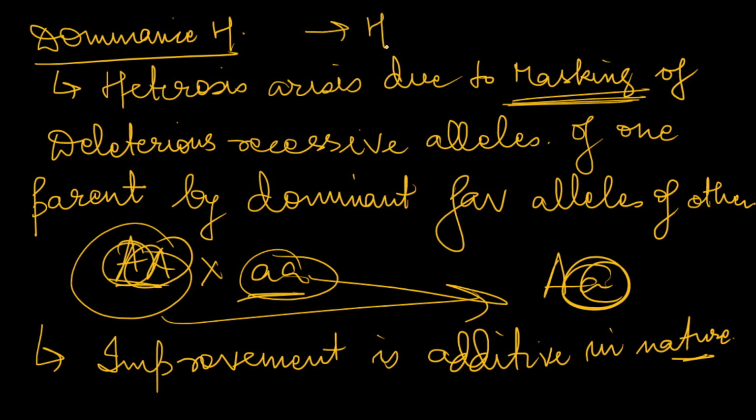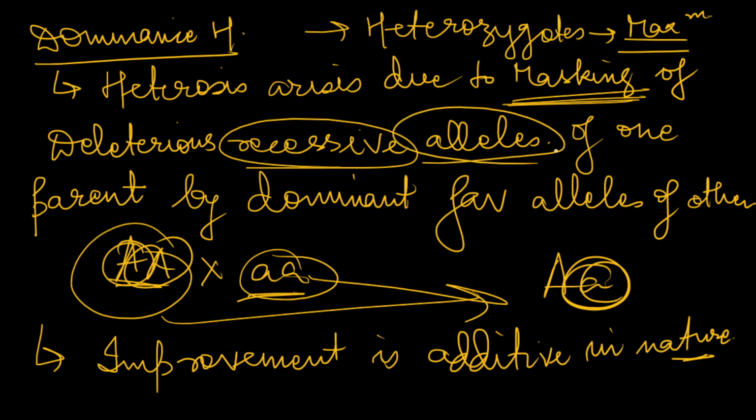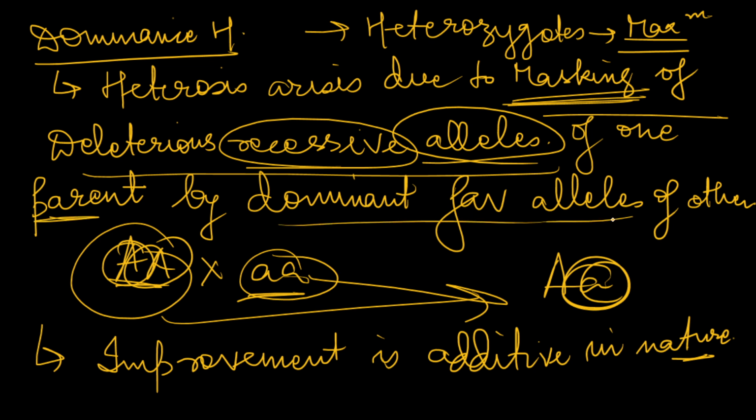The heterozygotes show maximum vigor due to the masking of these recessive alleles, which can show minimum or low vigor. So you understand what the dominance hypothesis wants us to understand: that heterosis arises due to the masking of deleterious recessive alleles of one parent by dominant favorable alleles of the other, and that these dominant favorable alleles are added. The improvement is due to additive gene action. This is what the dominance hypothesis is.